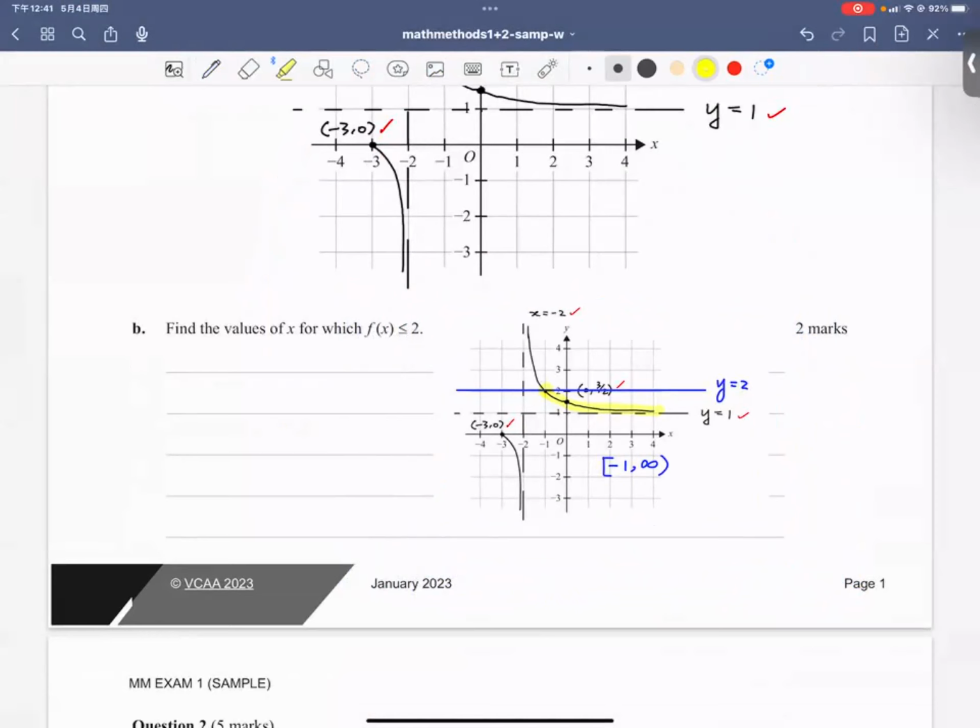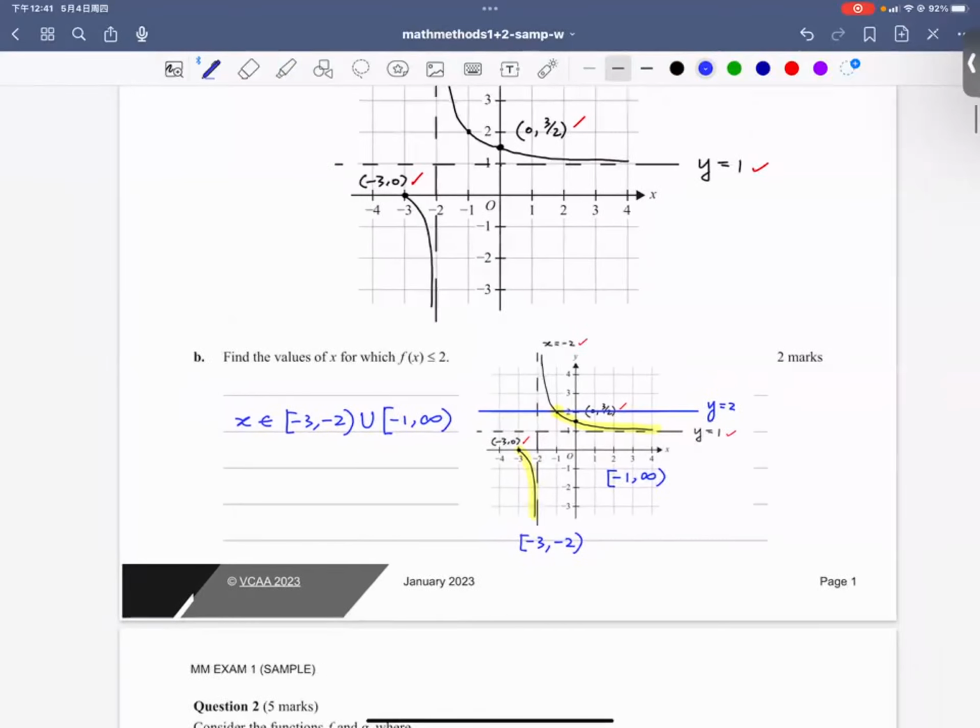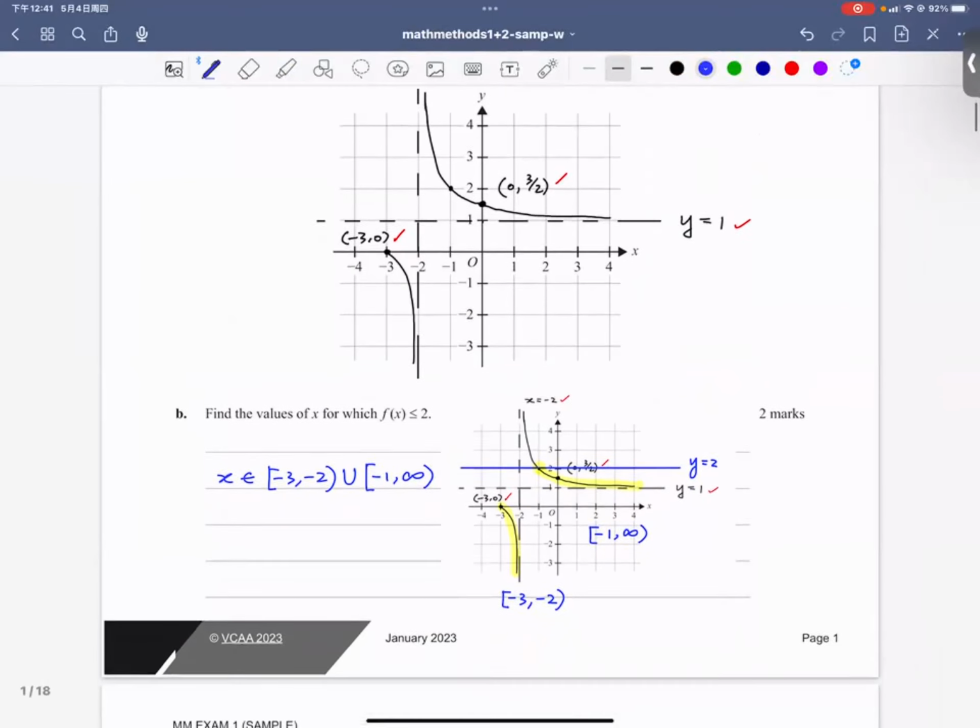And then don't forget, there is another side. Left side of this asymptote, this whole sub-branch, is always below y equals 2. So I will count -3 to -2, open bracket. Therefore, all values of x are (-3, -2) open bracket, union, square bracket, -1 to infinity, okay? 2 marks, I suppose. It's 1 mark for each part.